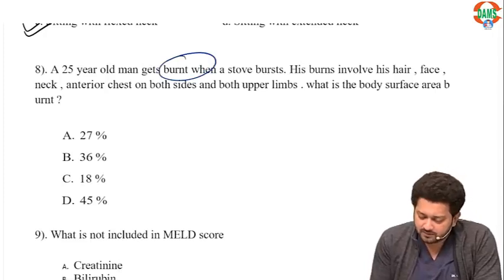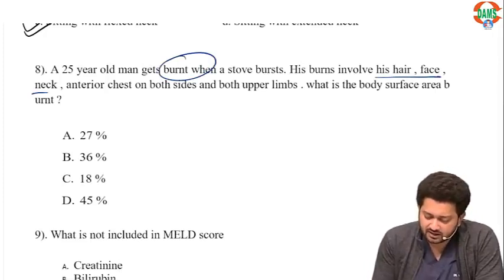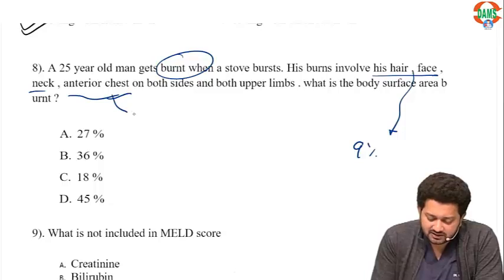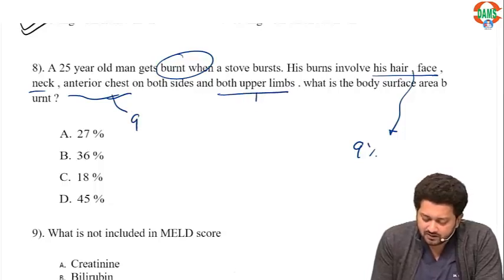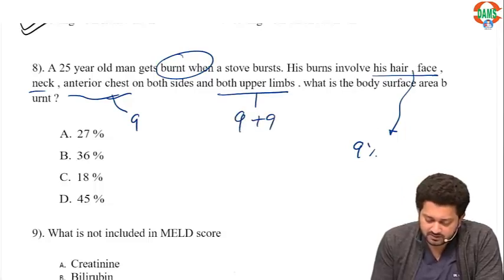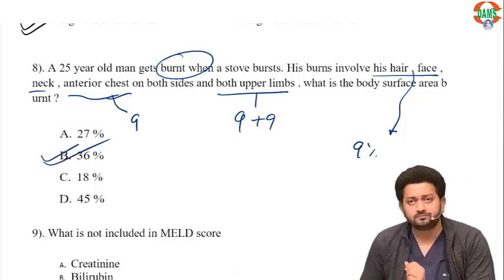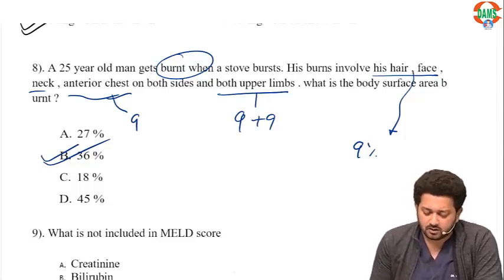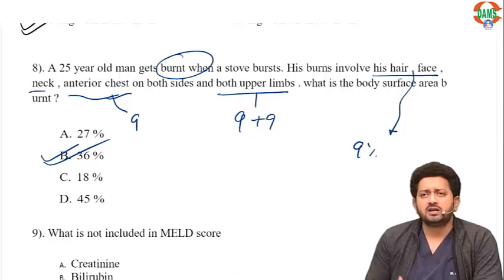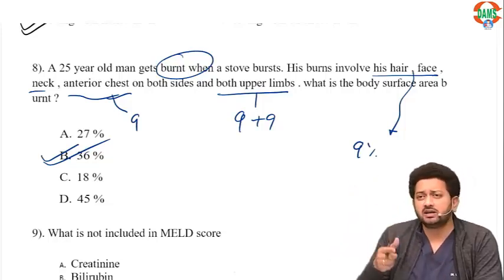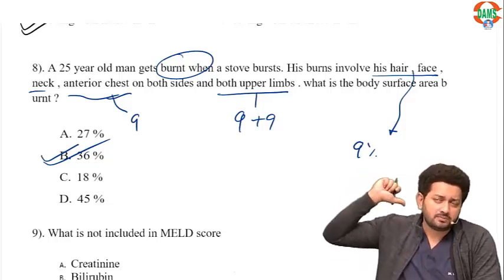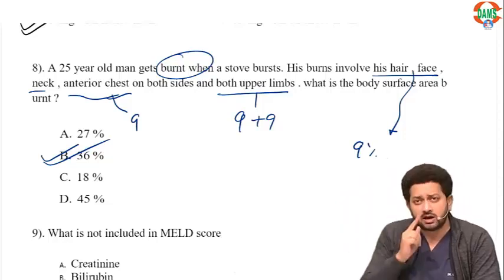This is about a burn which involves hair, face, neck. So head and neck becomes 9%, anterior chest is 9% and both upper limbs is 9 plus 9. So the total percentage is 36%. Rule of 9 given by Alexander Wallace. It was very straightforward. If there is anterior chest as well as posterior chest, then it will become 18%. It is 9 anterior chest, 9 anterior abdominal wall, 9 posterior chest and 9 posterior abdominal wall.